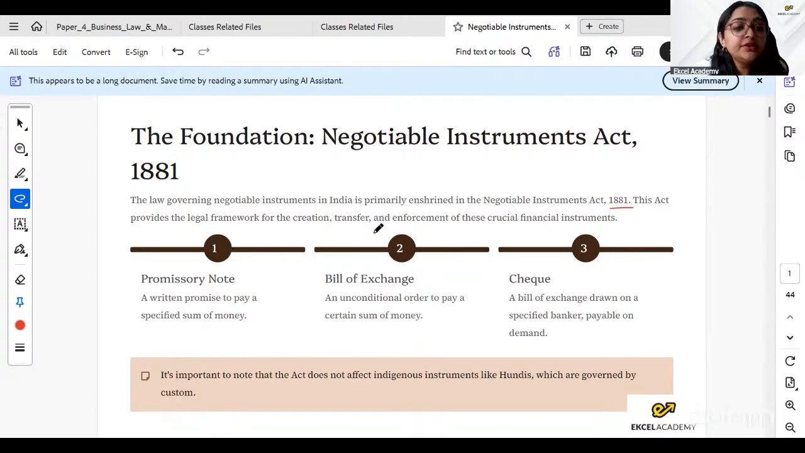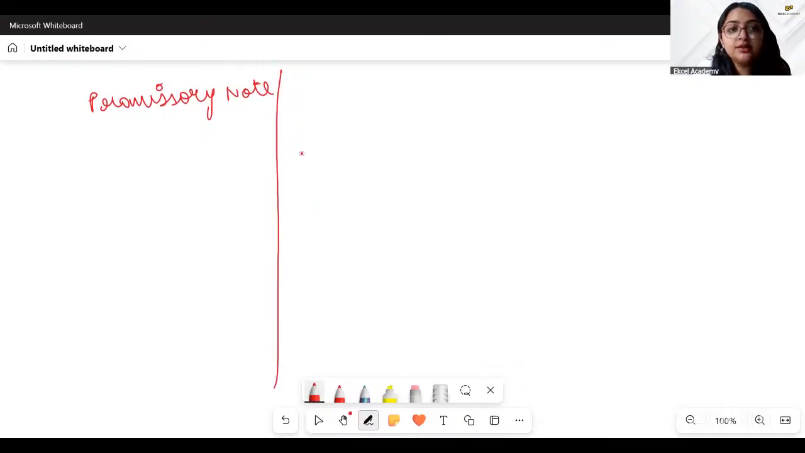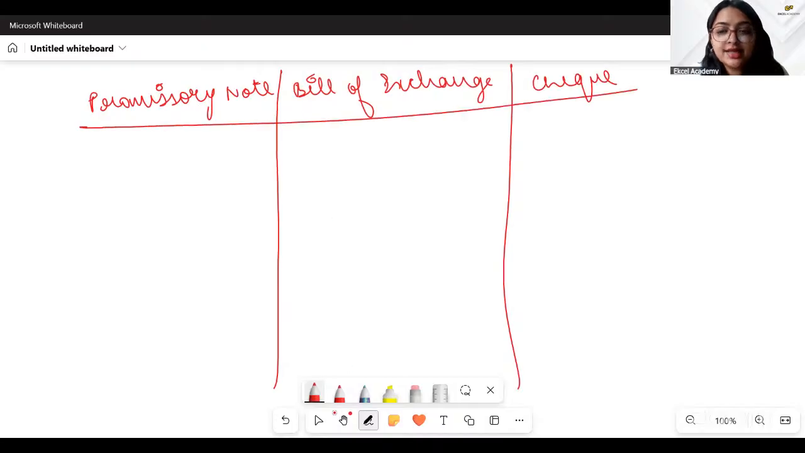Okay, so the different types of negotiable instruments under this act, starting with your promissory note, you have a bill of exchange and you have a check. Before we go ahead and understand the technicalities of this, let us understand it with an example. So the first one that you have is your promissory note. The next one is your bill of exchange, and the third one is a check. Let us now understand this one by one.